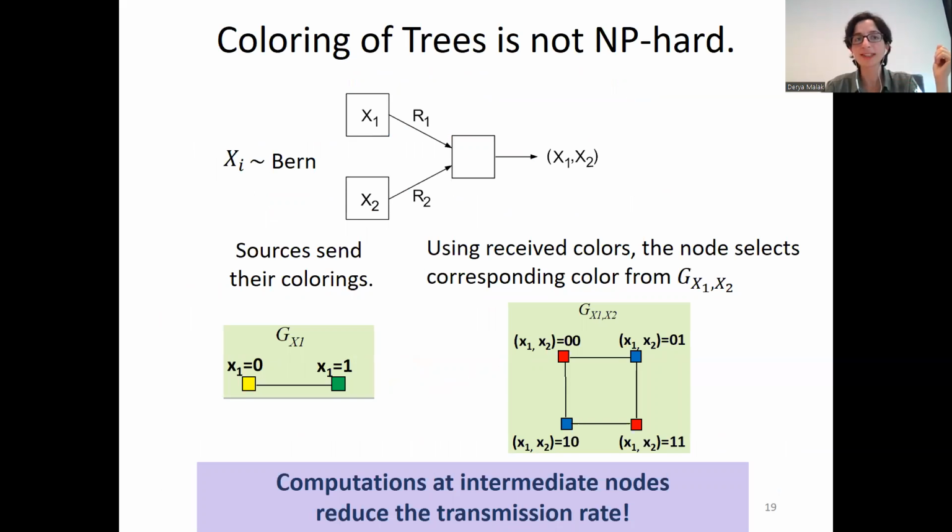In a distributed setting, instead of compressing the sources themselves, each source builds a graph and sends the colors of that graph. So we need fewer colors than the information bits we have. And the destination, by using the received colors, can decode the function. This provides reduced transmission rates from the sources.